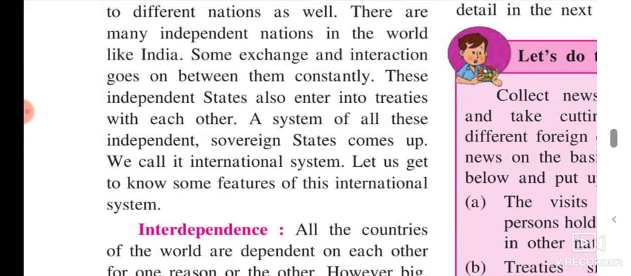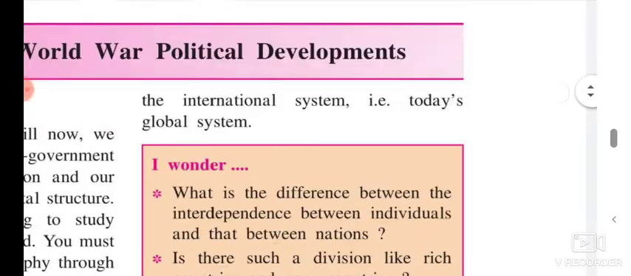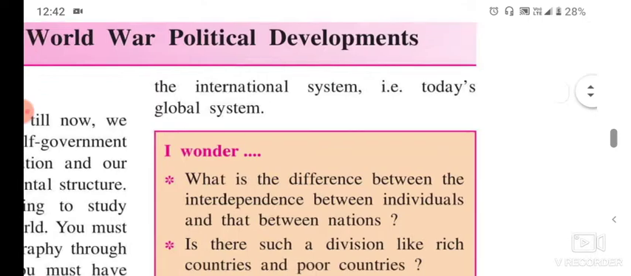Let us get to know some features of this international system. Let's get into our first topic, interdependence. All the countries of the world are dependent on each other for one reason or the other. However big, prosperous, or developed a nation may be, it can never be self sufficient about all its needs. Even big nations have to depend upon other big or small nations. Thus, interdependence is an important feature of the international system, that is, today's global system.